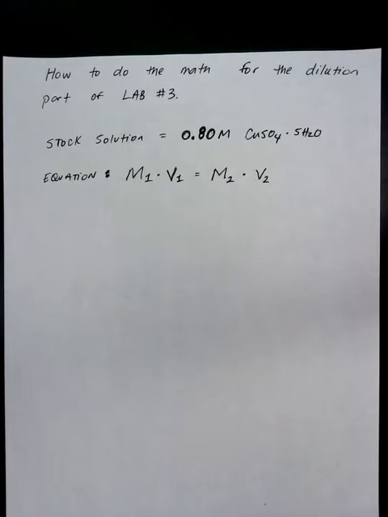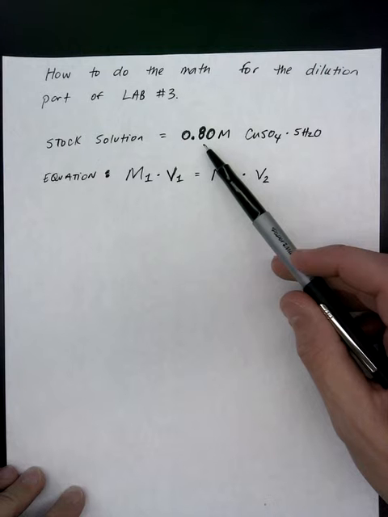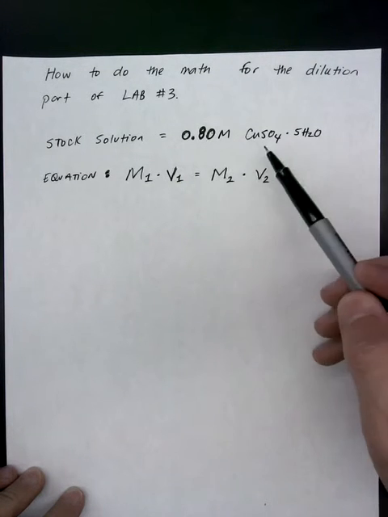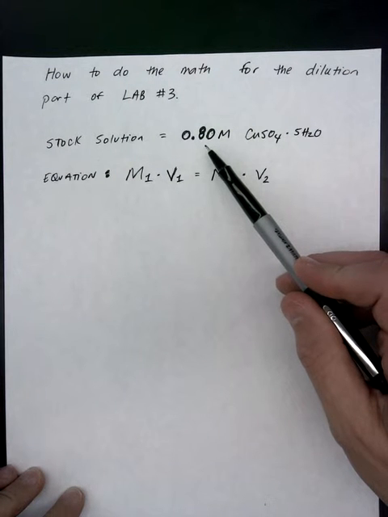Guys, I'm going to show you a quick tutorial on how to do the dilution math for part 2 in your lab number 3. So the first thing you need to know is the stock concentration. I'm going to come up with a hypothetical 0.80 molar copper sulfate solution. This is not what you have in the lab. Yours is different, but this is just my example to show you how to do the math.